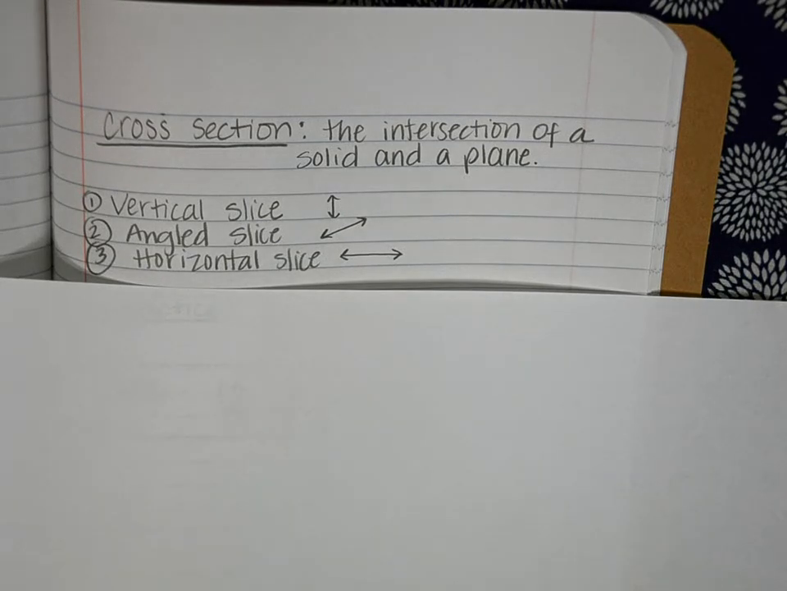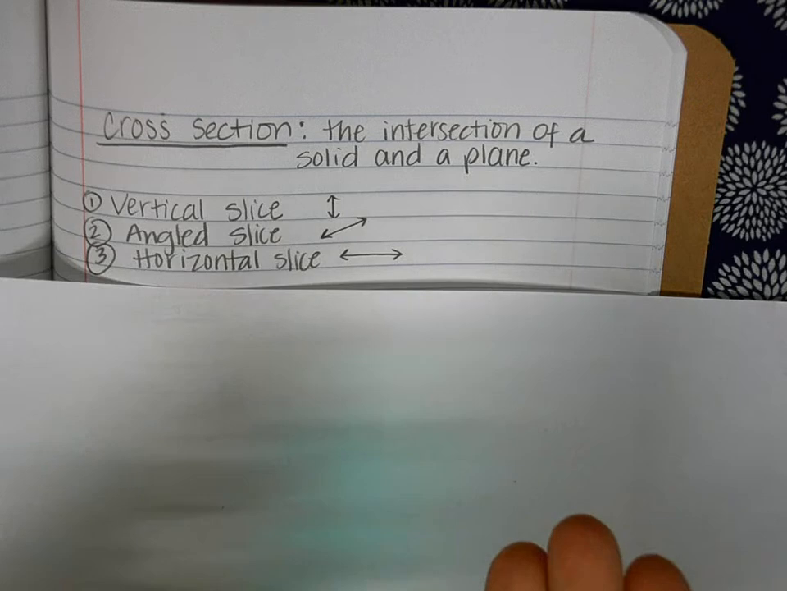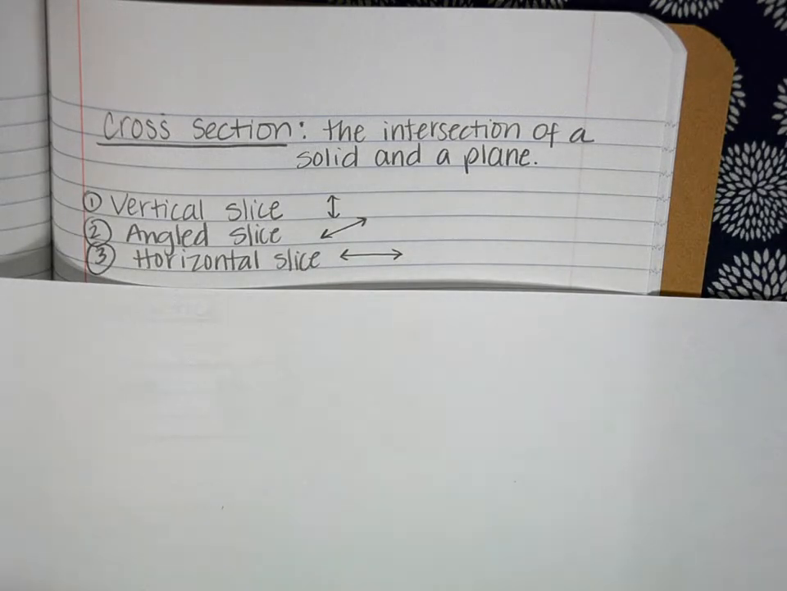What if I cut this cube vertically? Rectangle. It's a cube. Square. What if I cut it this way? What if I cut it that way? It's always a square. Okay?